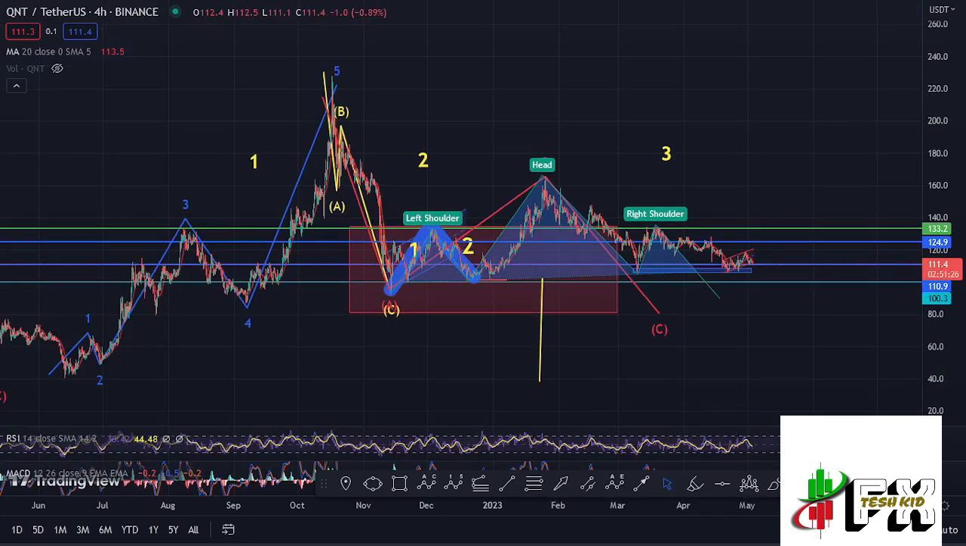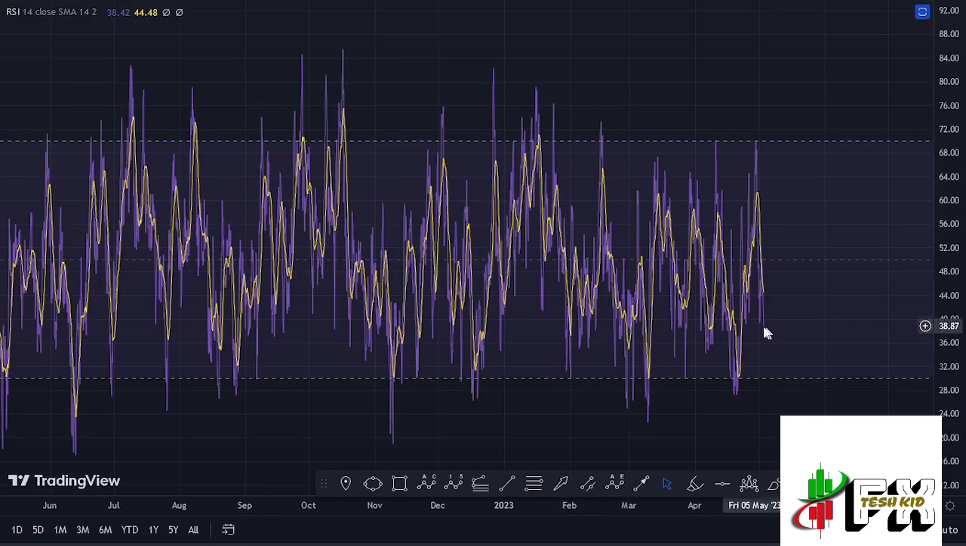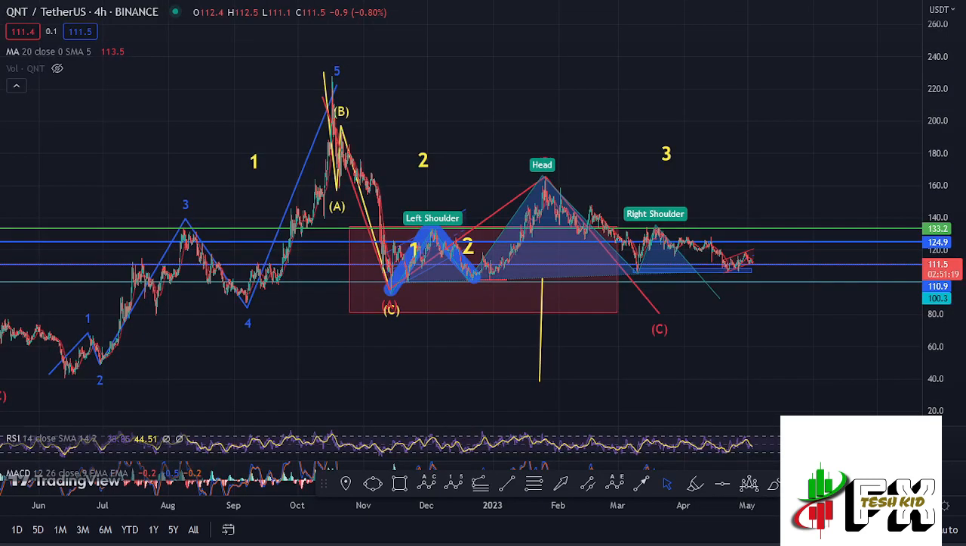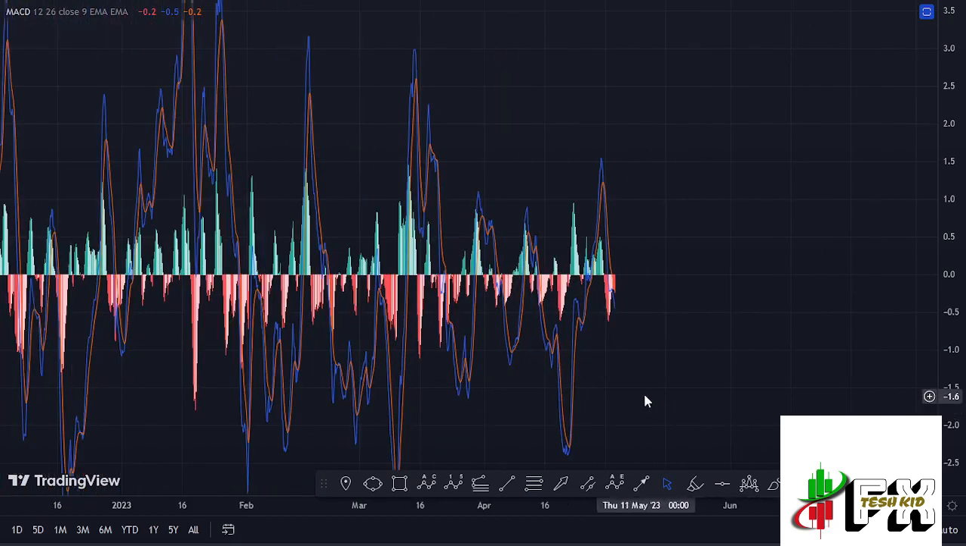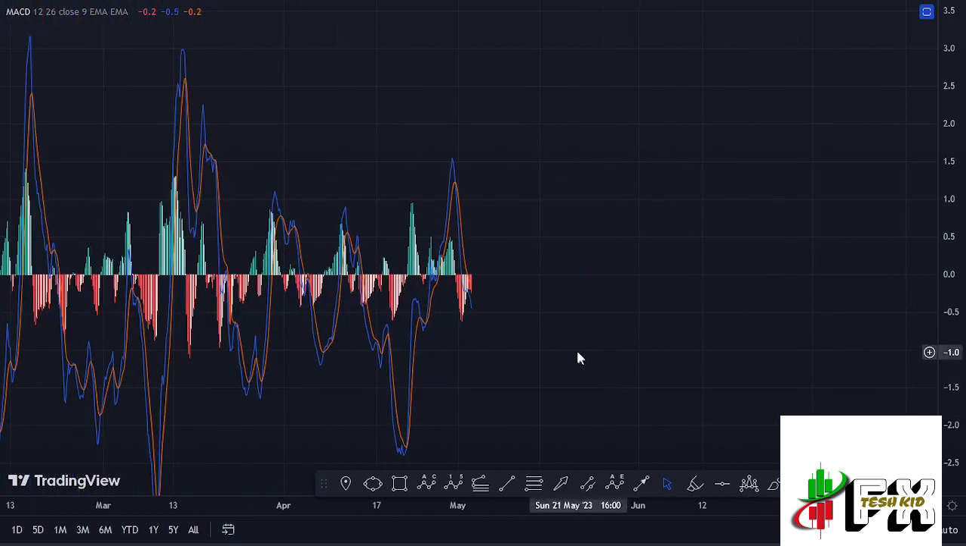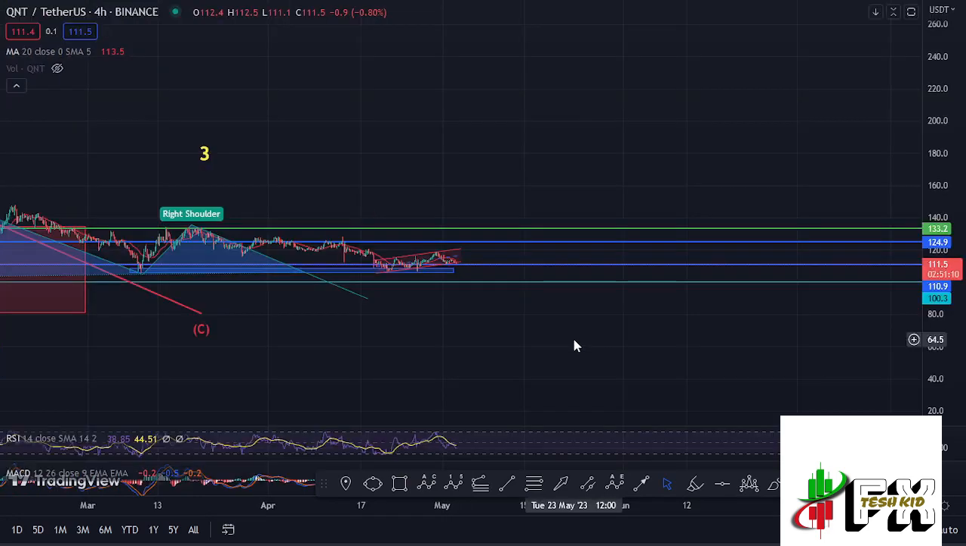And also taking a look at the indicators, on the RSI we are trading at around the 38 mark. Also taking a look at the MACD, we have been able to print a bearish cross suggesting lower prices. So let's be patient and see how that plays out, and I'll be keeping you updated.